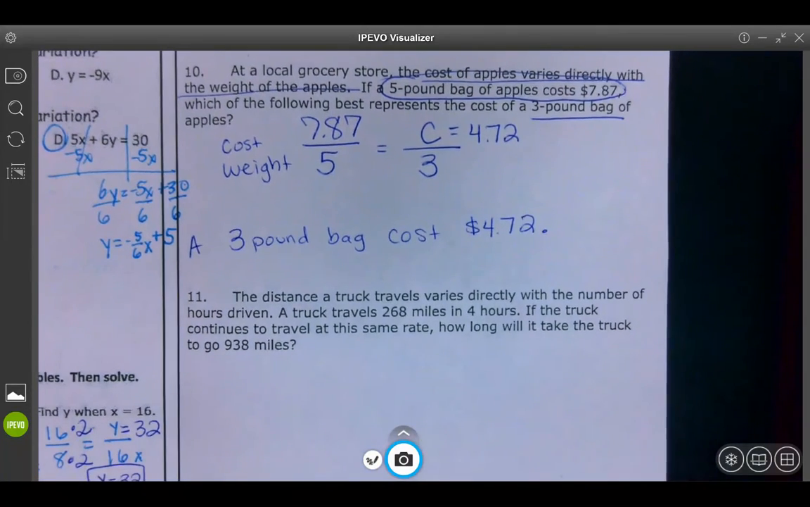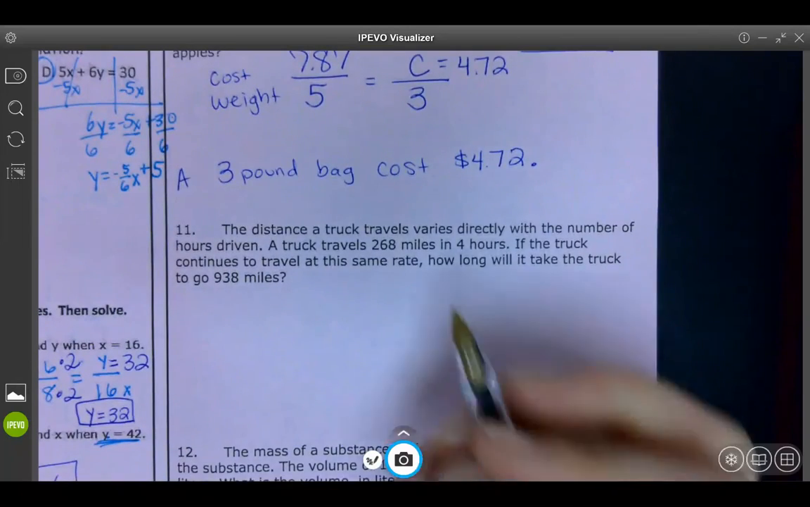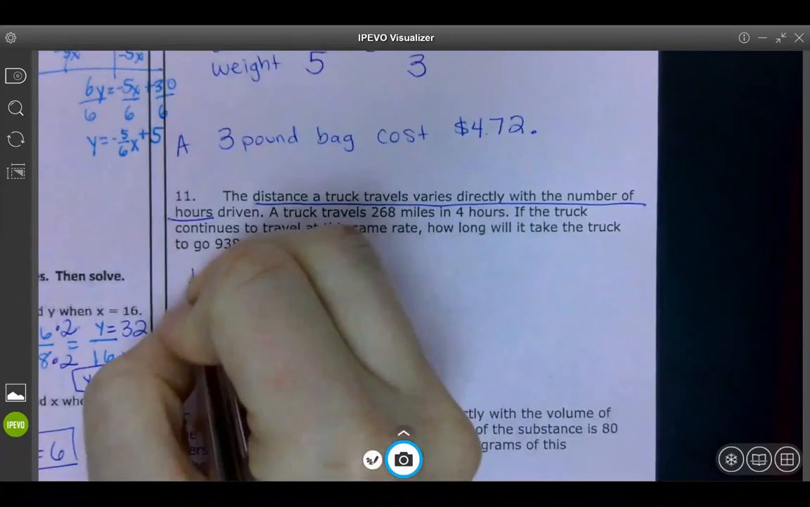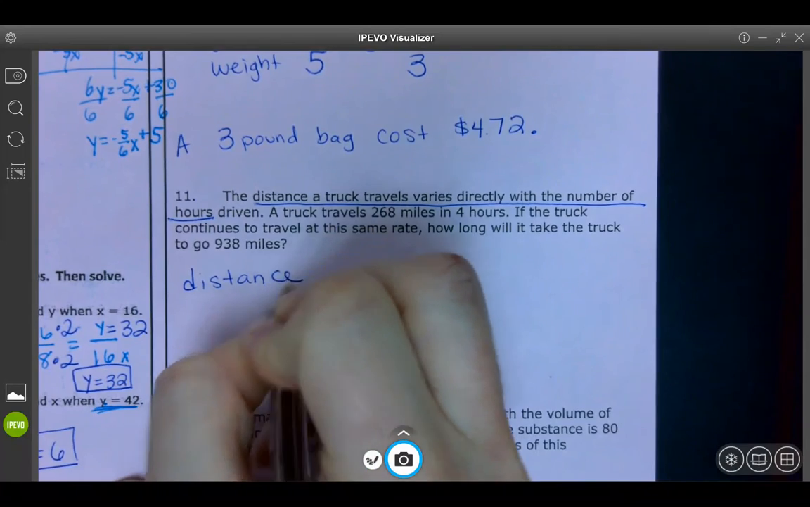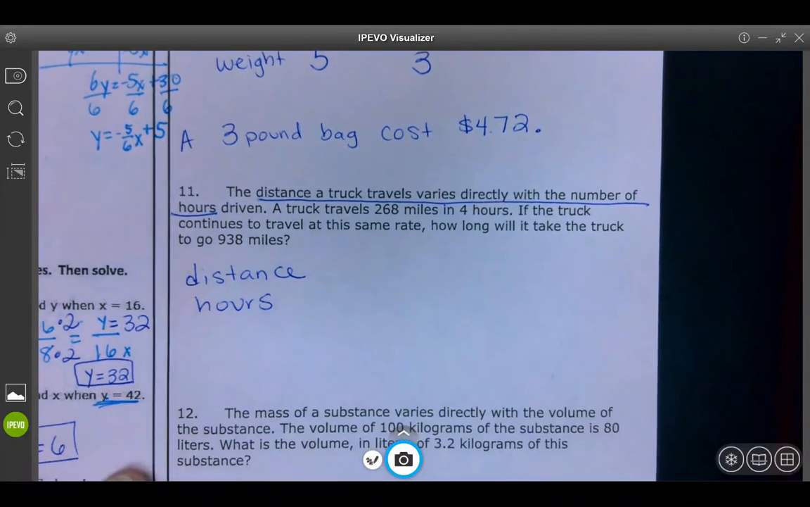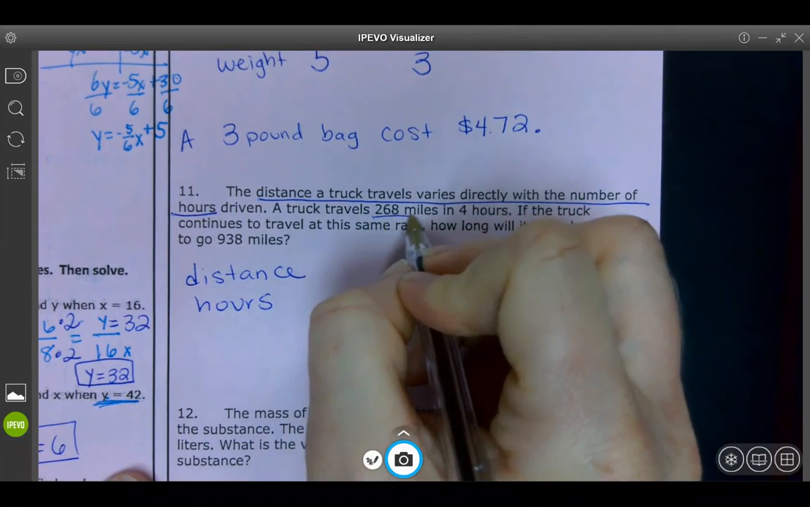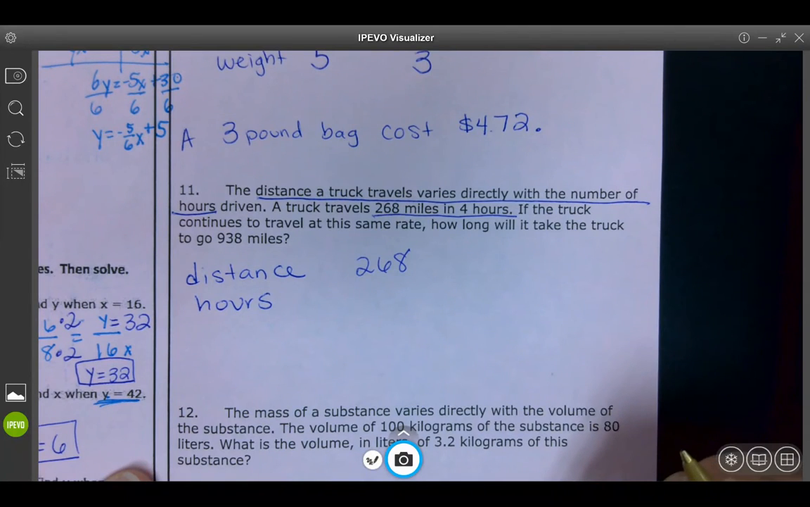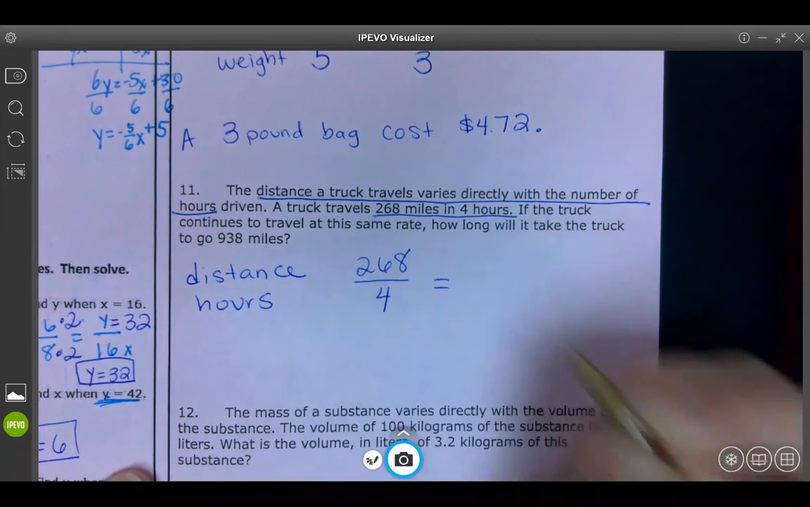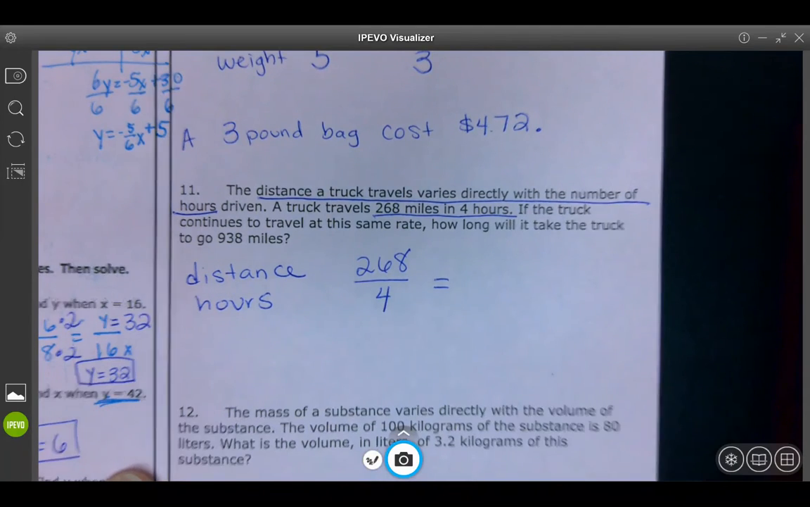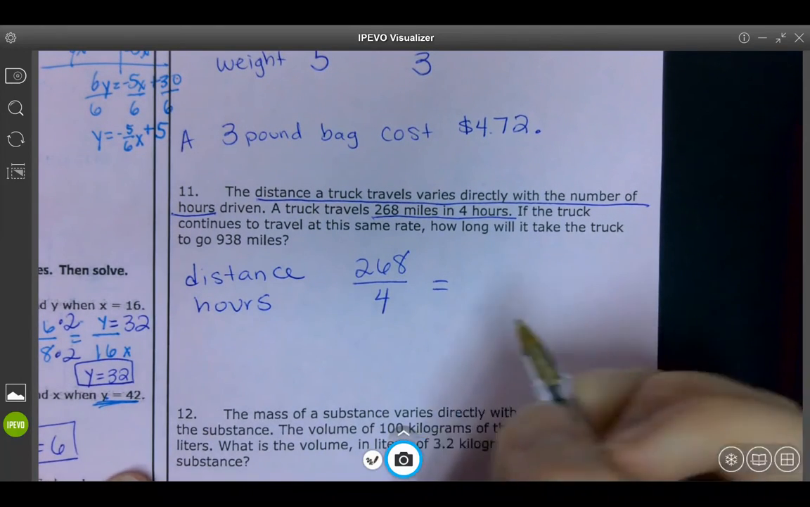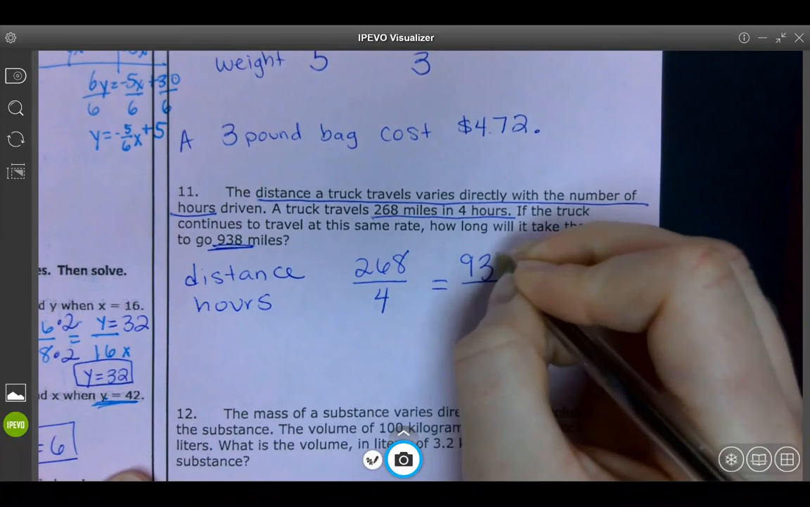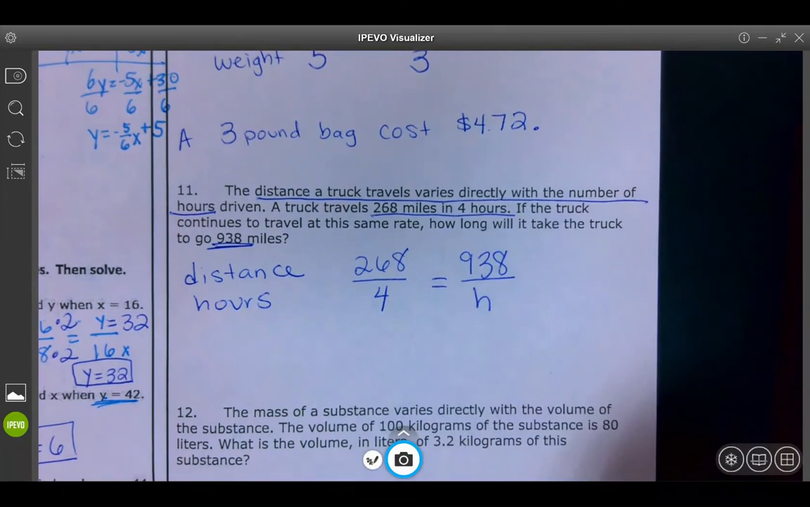Okay, let's do the next problem. The distance a truck travels varies directly with number of hours. So distance varies directly with hours. So that tells us we're going to put distance on top, hours on bottom. A truck travels 268 miles in 4 hours. So 268 is the distance because it's in miles. 4 is the hours, equals. If the truck continues to travel at the same rate, how long will it take the truck to go 938 miles? So 938 will go on top. We want to know hours, H.